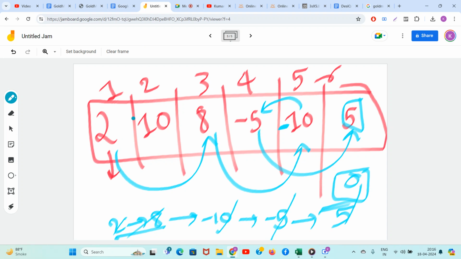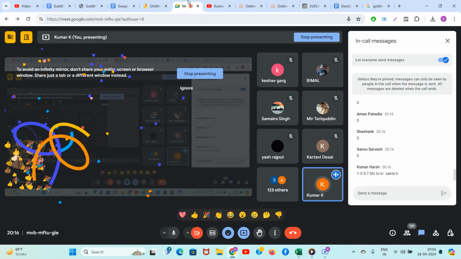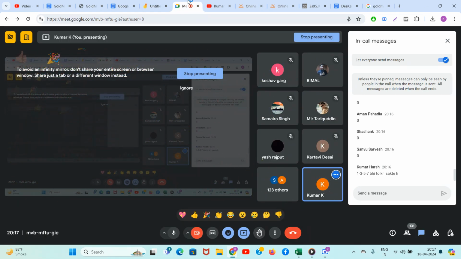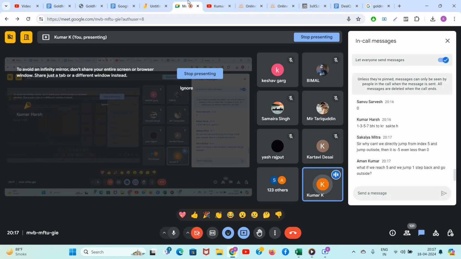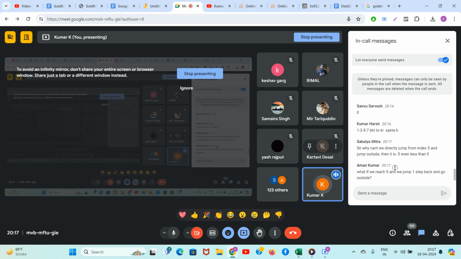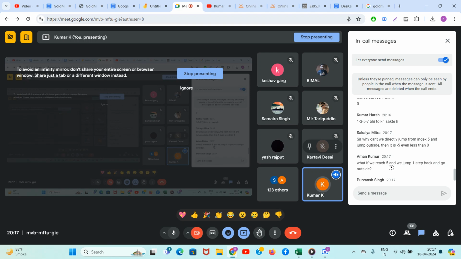Guys, there was one more way. You go from 2 to 8, you go from 8 to minus 10, and then you can directly jump outside. If you do plus 2 from minus 10, you will go outside of the array. Everyone write in the chat minus 10 to outside, because it is possible to go from minus 10 to outside. Sir, why can't we directly jump from index pi and jump outside?